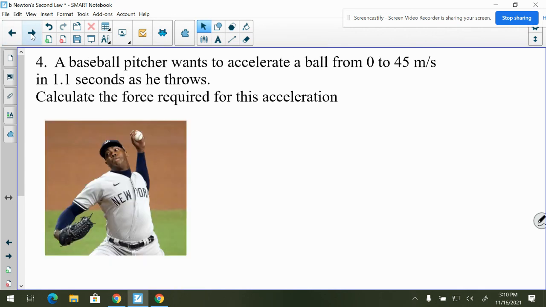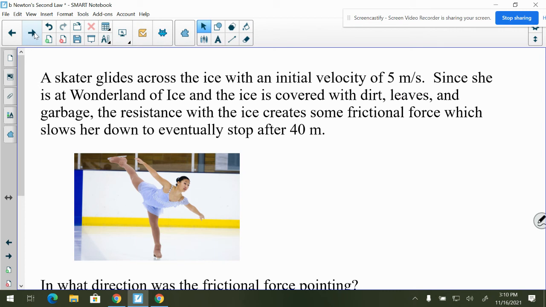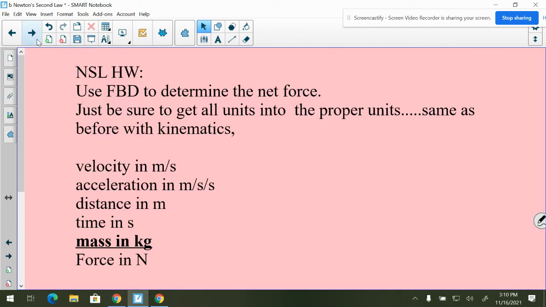Now, there's a whole bunch of other problems. I'm not going to do them all. Pitchers make a lot of money throwing a ball, especially if you're left-handed. I guarantee they pay attention to the mechanics and the physics of throwing a ball. These guys get paid millions of dollars. So there's a million examples. Ice skaters, this is Michelle Kwan, I think. They all use the physics behind this.